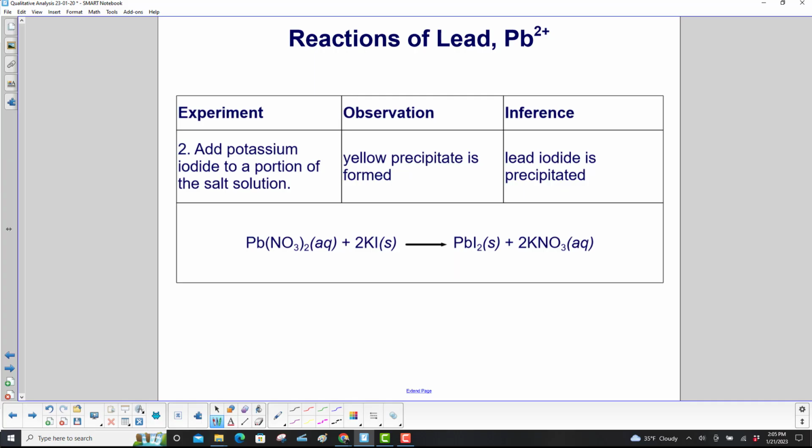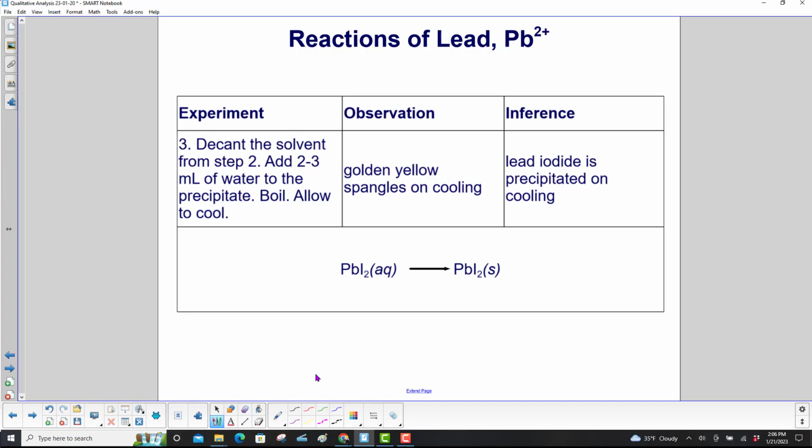2. Add potassium iodide to a portion of the salt solution. Observation: yellow precipitate is formed. Lead iodide is precipitated. 3. Decant the solvent from step 2. Add 2 to 3 milliliters of water to the precipitate. Boil, allow to cool. Observation: golden yellow spangles on cooling. Inference: lead iodide is precipitated on cooling.